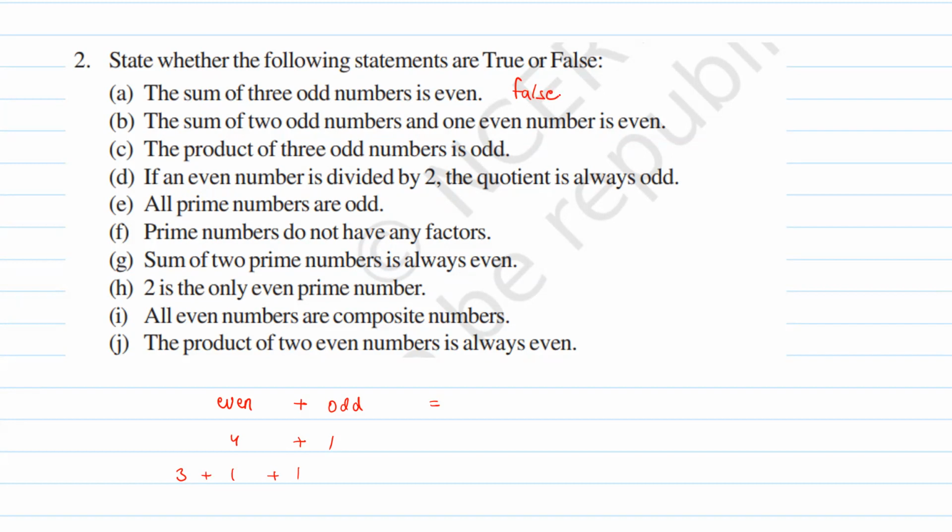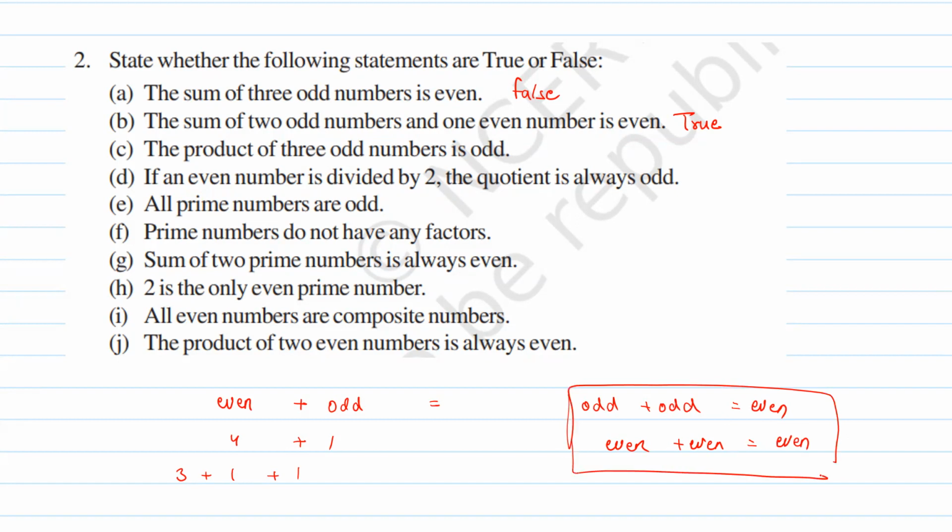The second statement is that the sum of two odd numbers and one even number is even. If I add two odd numbers, which will come out to be even, and if I add any other even number to it, it will be true, because we have seen even plus even is an even number. How is it going? That odd plus odd we know is even, right? And even plus even we know is even. This is how we do this.